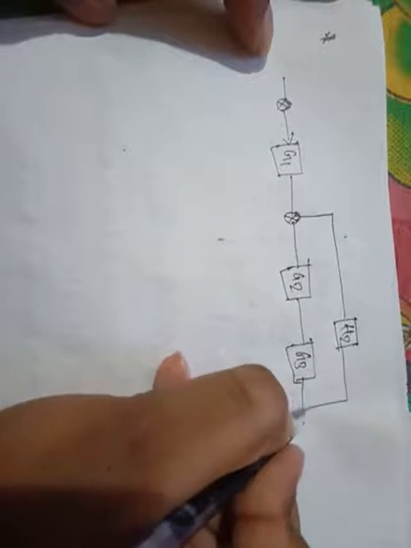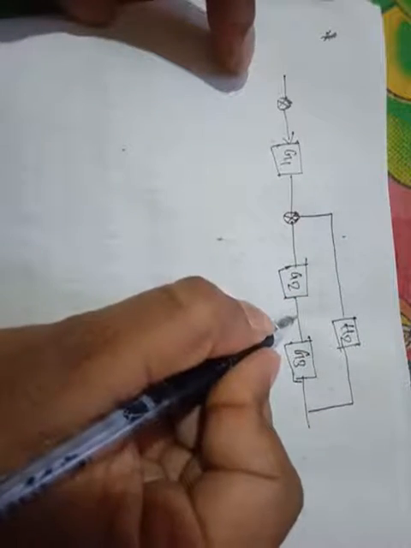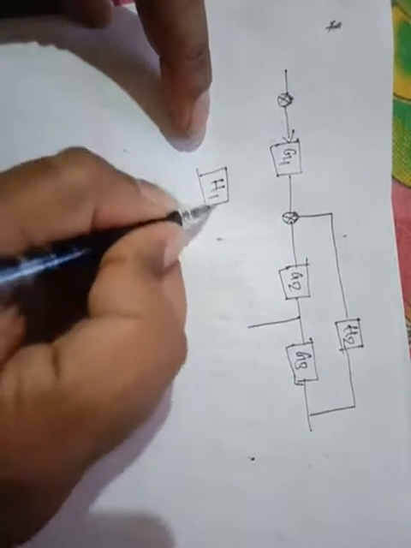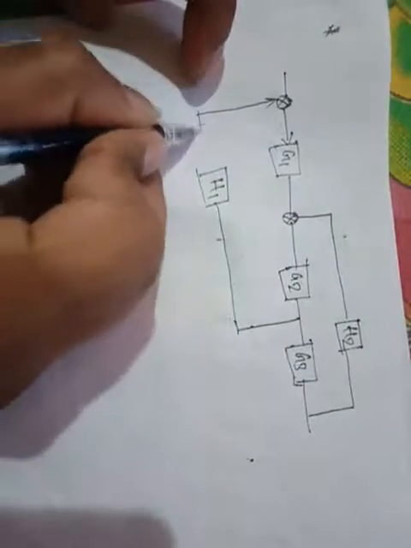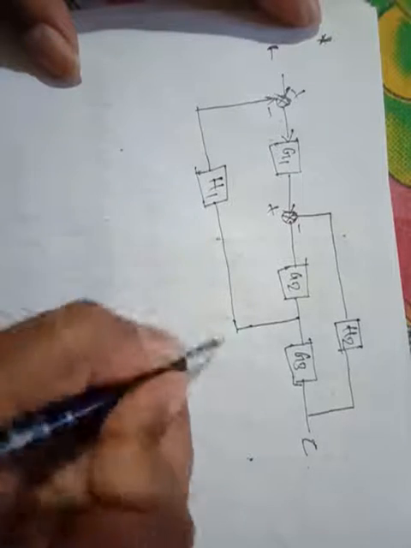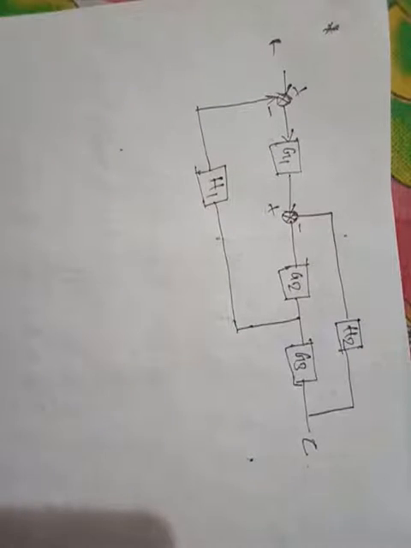And the feedback element is H2, connected here. Another feedback element is H1, with a summing point connected to the feedback element. The input is R, the output is C, and the summing point signs are minus, plus. This is a block diagram.